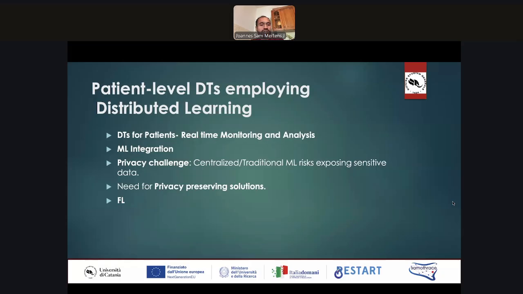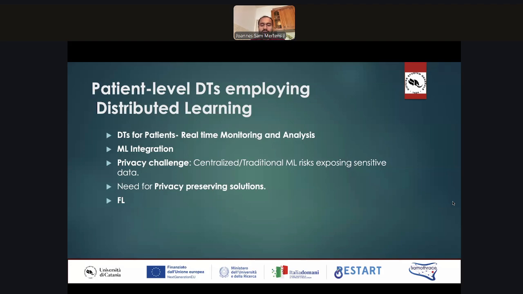So the traditional case was the centralized one, meaning that all the digital twins or all the devices send the data to a centralized server where the models are getting trained. But the important issue with that is the privacy issue. Because health data is very important and sensitive, and you cannot be sending it to different servers or unsecured servers. So there is need for privacy preserving solutions.